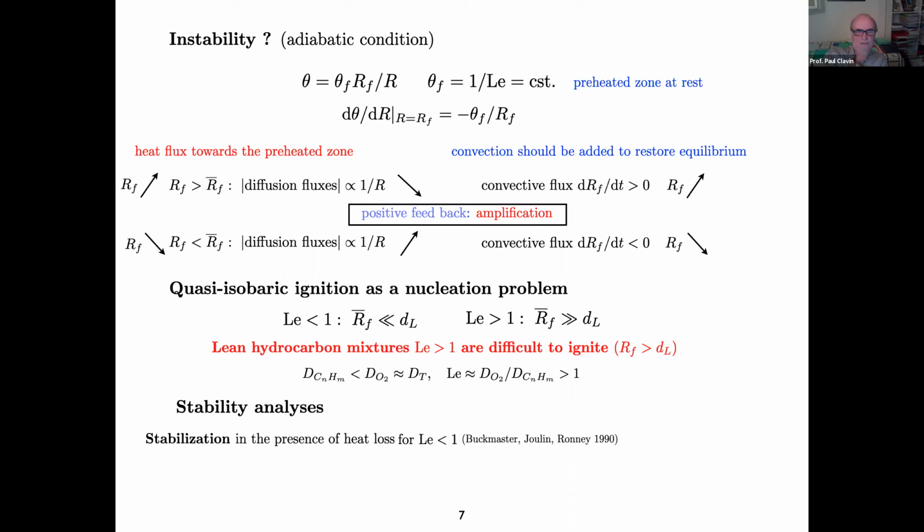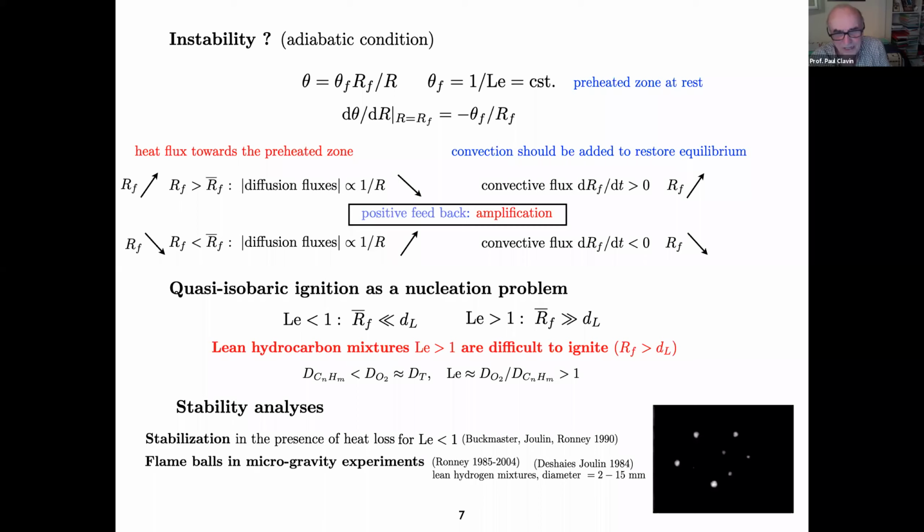I will not present the stability analysis because it is very technical, and for the students that will be interested, the analysis is difficult, by the way, it's subtle, but you have the original paper by John Buckmaster, Guy Joulin, Paul Ronney, let's say 30 years ago. All right.